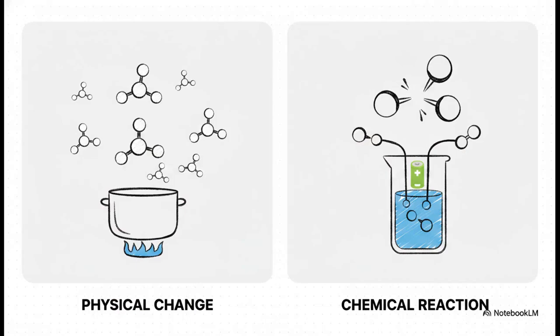Now, to make sense of this, let's compare our battery mystery to something we see all the time, a simple phase change. Think about boiling a pot of water for pasta. When that water boils, the particles just absorb heat, speed up, and spread apart to become water vapor. But there's still water particles, right? The core identity of the substance hasn't changed.